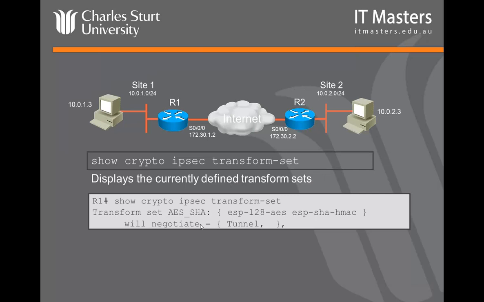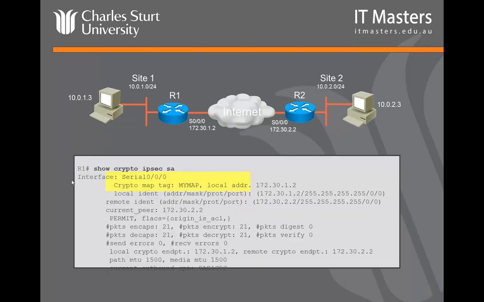So this obviously shows your phase 2 transform sets here. We're using ESP 128 AES, ESP SHA-HMAC in tunnel mode. But here, this is an important one because this will show you whether your crypto's up or not. So we've got show crypto IPSec SA. As we've seen, if you have a security association at the IPSec level, so IPSec being phase two, then everything should be good in the main and you should be communicating across your encrypted tunnel.